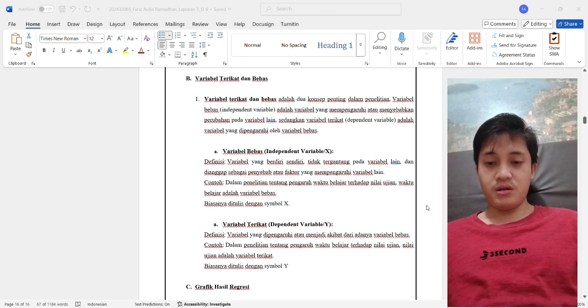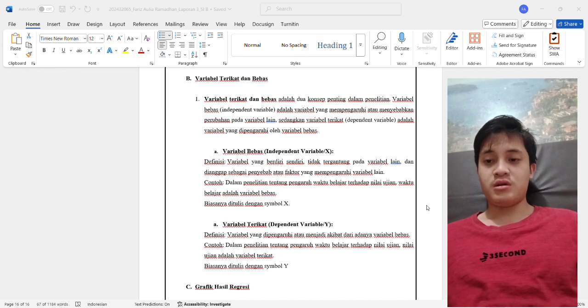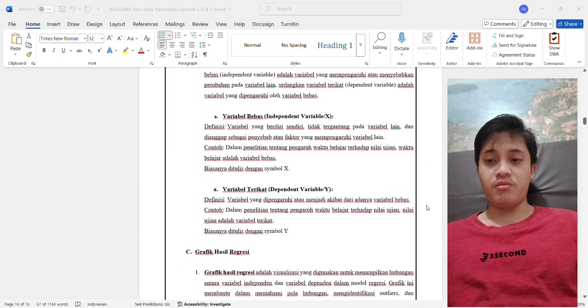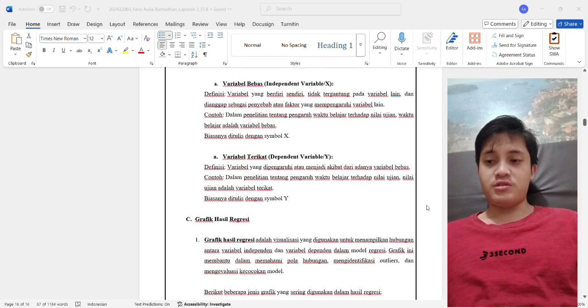B. Dependent and independent variables. Dependent and independent variables are two important concepts in research. An independent variable is a variable that causes change in another variable, while a dependent variable is a variable that is influenced by the independent variable.